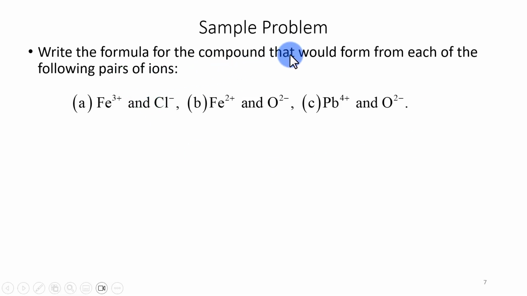Write the formula for the compound that would form from each of the following pairs. So try A, B, and C. Here's the first one. Now you can use the crossing of the charges, but then make sure that you simplify to the smallest whole number ratio, because that's how we write the compounds in chemistry. I will give you some time to try these.